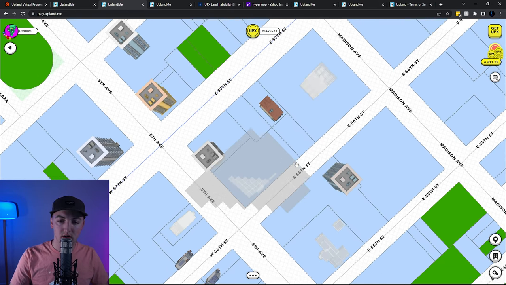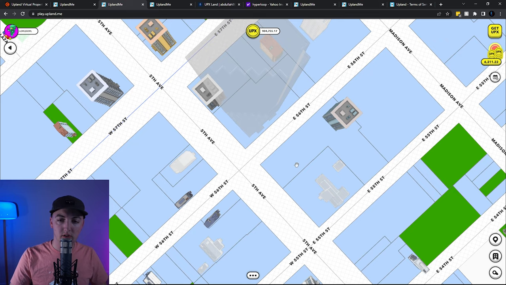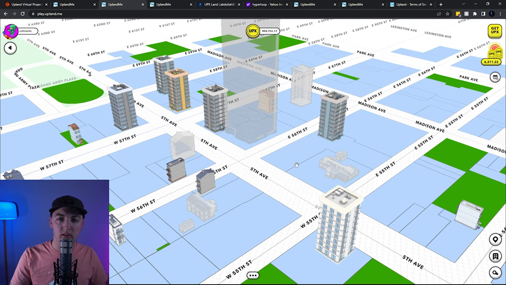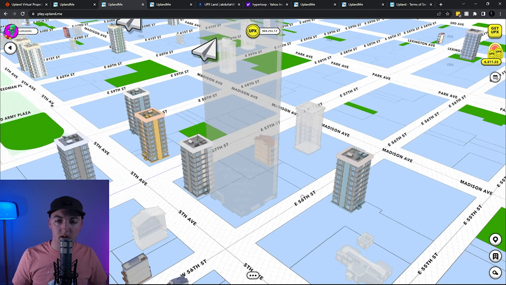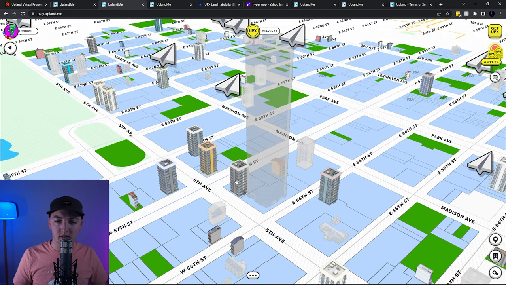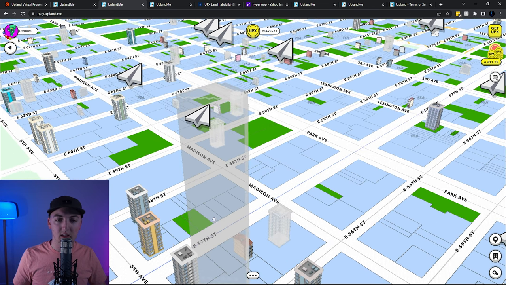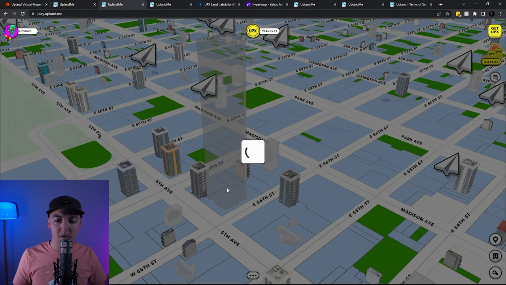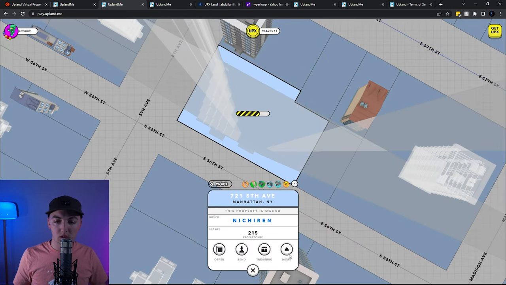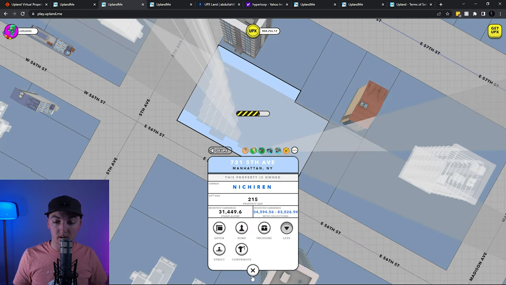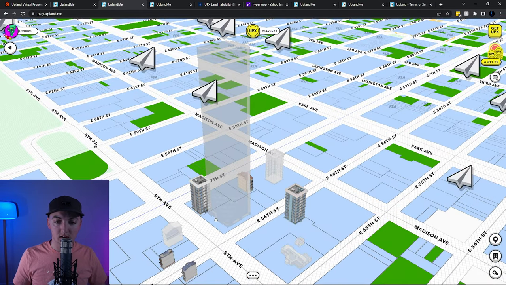If you're on a computer, you can hold shift and the arrow keys and you can kind of adjust your screen. Look how much taller this thing is. Look how much taller this is than the apartment building. It's like five times the size. Once it's done being built, you can see, oh wow, this one is also owned by Nichiren. Wow, he's getting all the hype today.